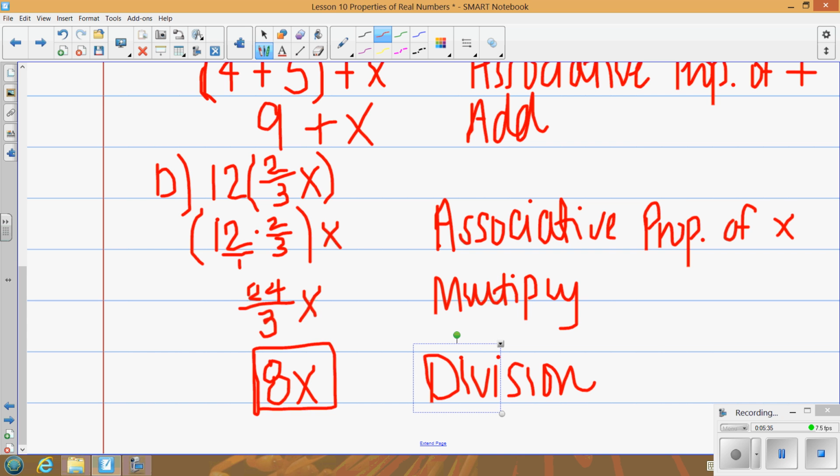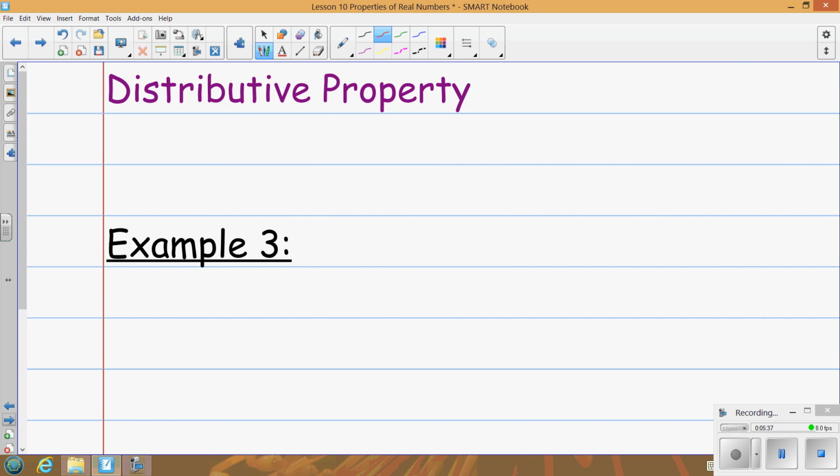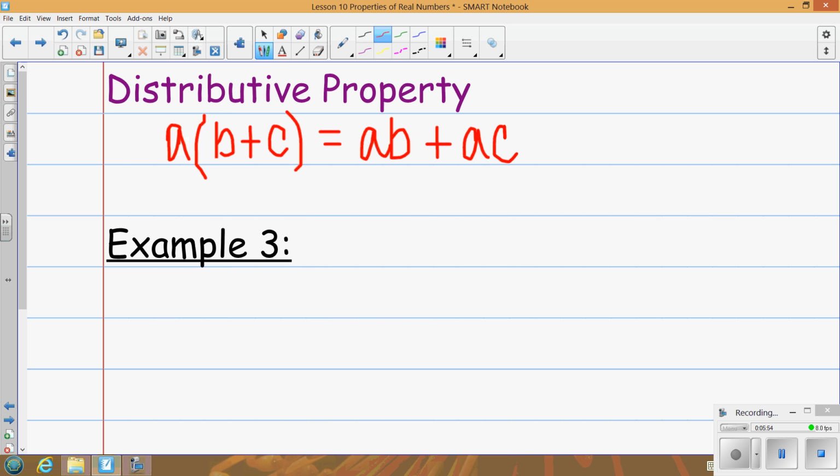Next property we have is the distributive property, which you've known and you've used plenty of times. So this looks like A times the quantity B plus C is the same thing as thinking of it as multiplying A by each part in parentheses. So A times B plus A times C. Basically, you're distributing this A through to each piece, keeping the signs. It's really important that you pay attention to that middle sign there.